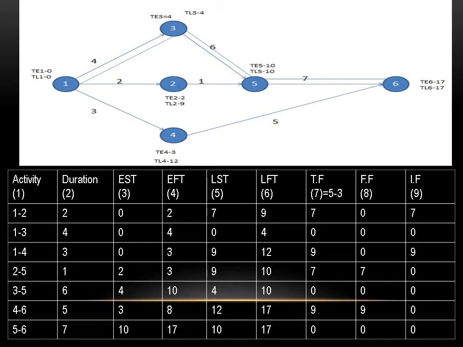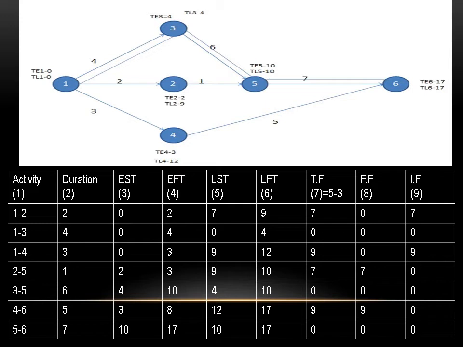Then total float. Total float is the latest start time minus the earliest start time. How the start times can differ from each other: how early can a project event begin, and at the latest by what time can a project event begin. This is the total float.